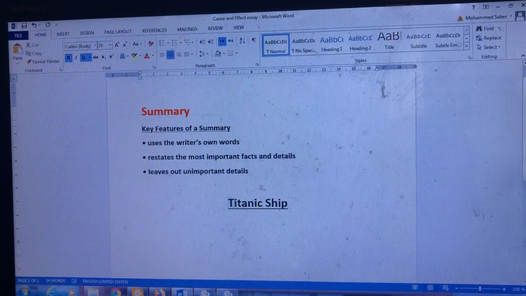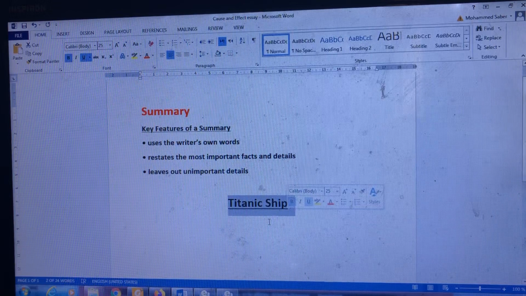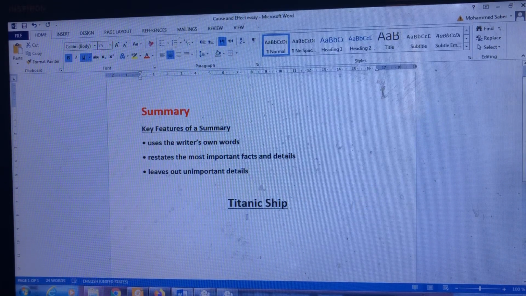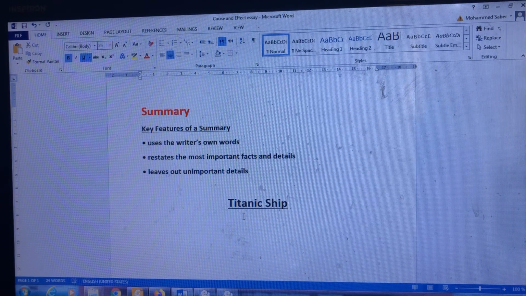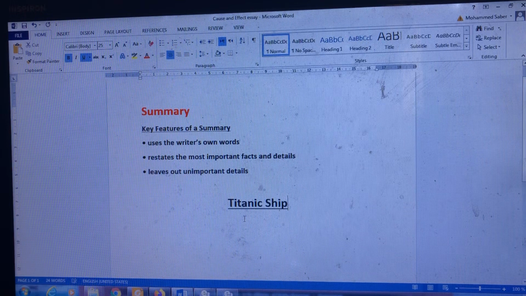Here I put the Titanic ship, and this will be your assignment today on Pearson. All of us know the information about the Titanic ship, the steps from the beginning of the journey till the end, till the sinking of the ship itself, and the details and facts about it. Here, I'm going to show you how to write a summary about the Titanic ship.